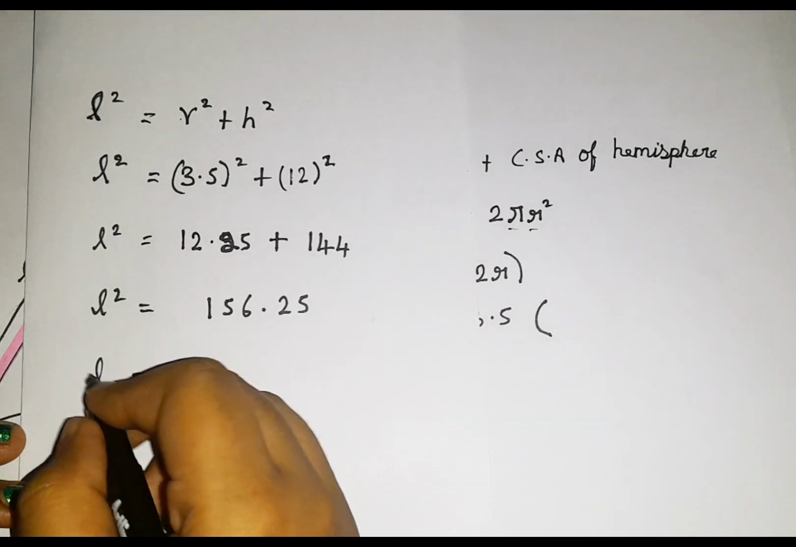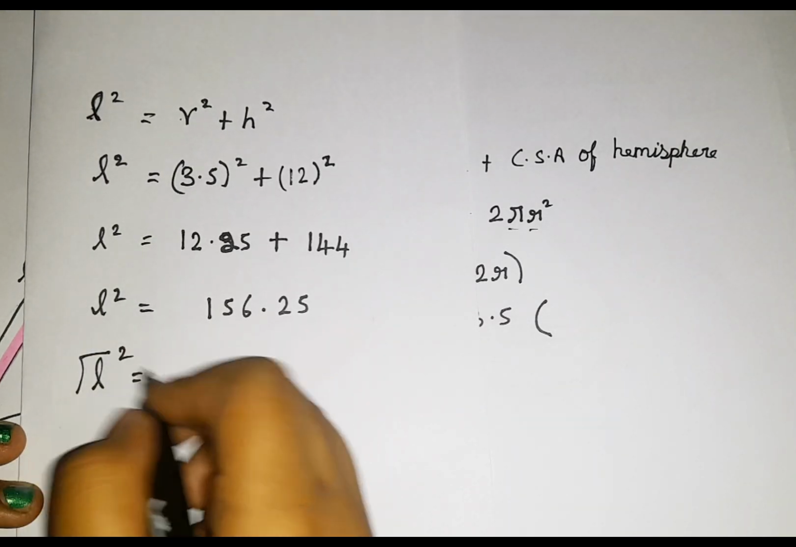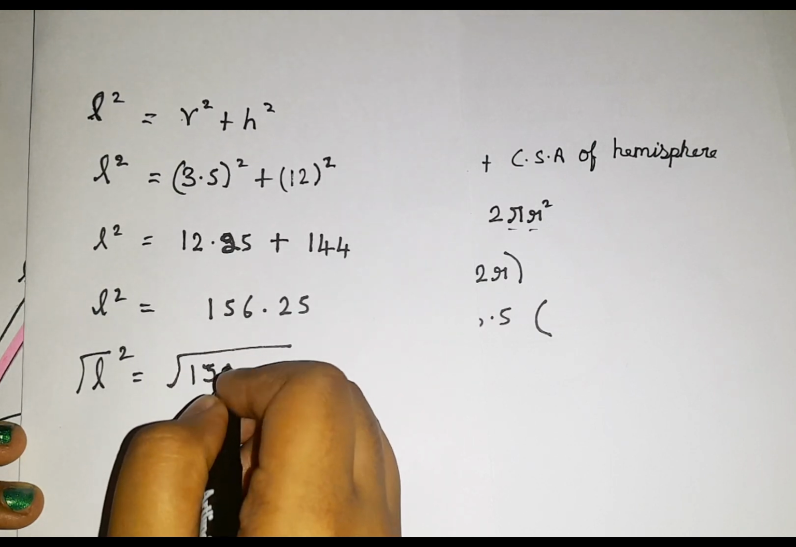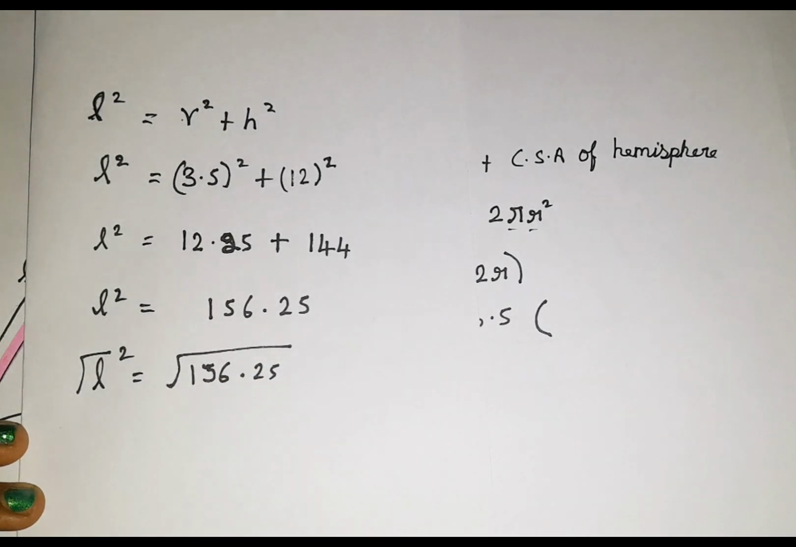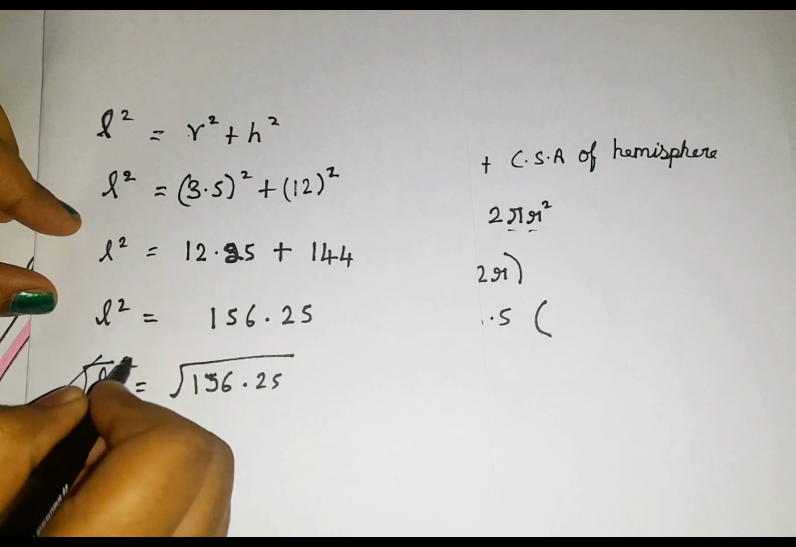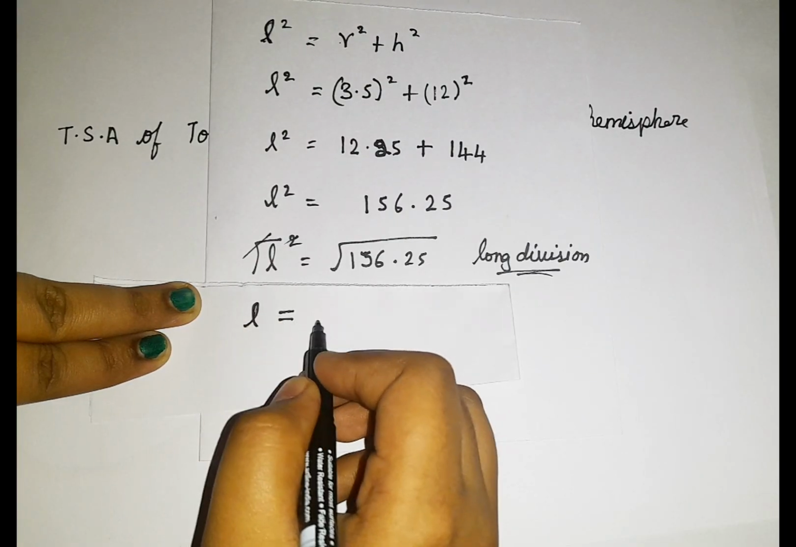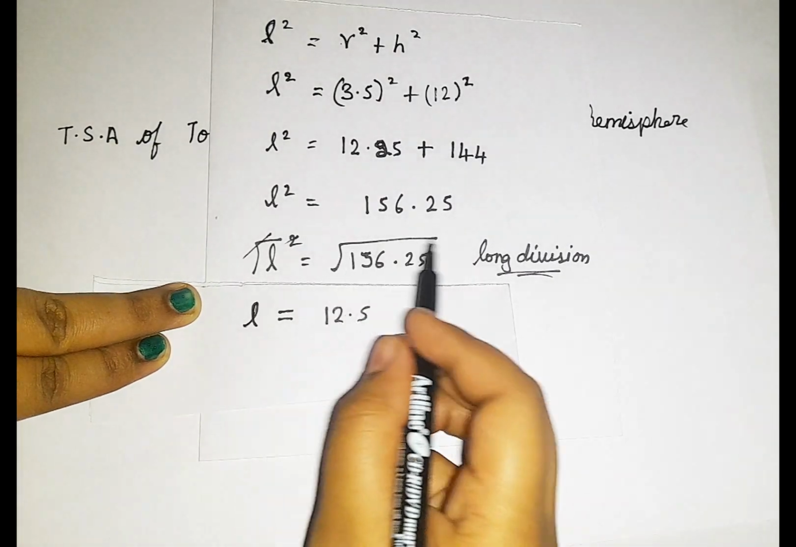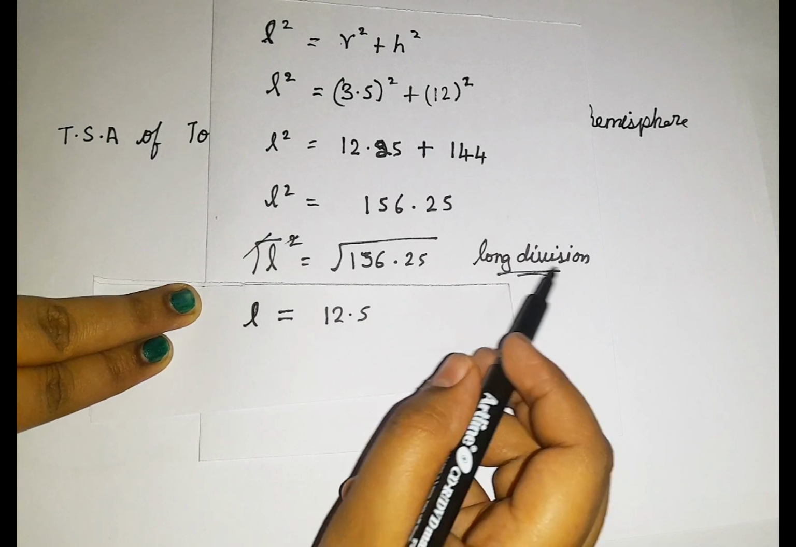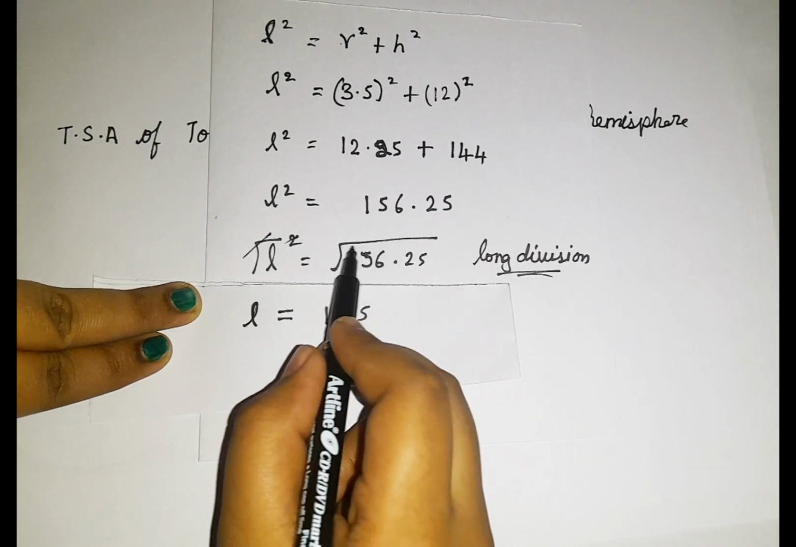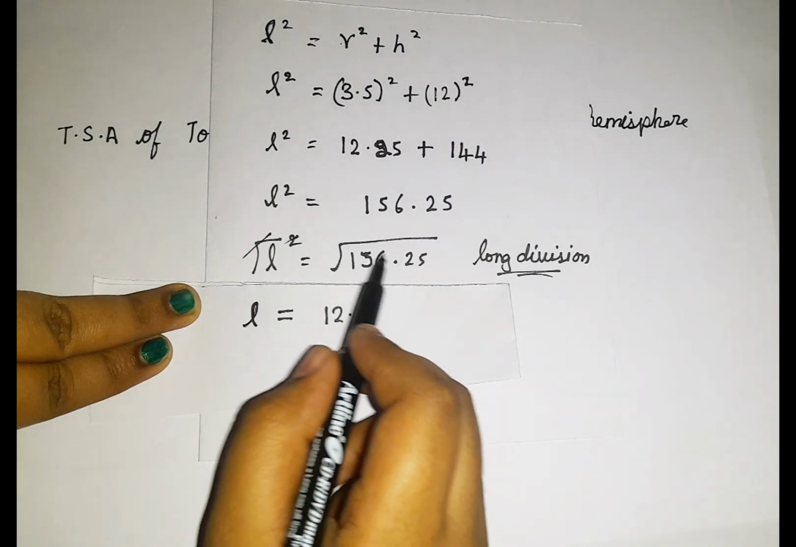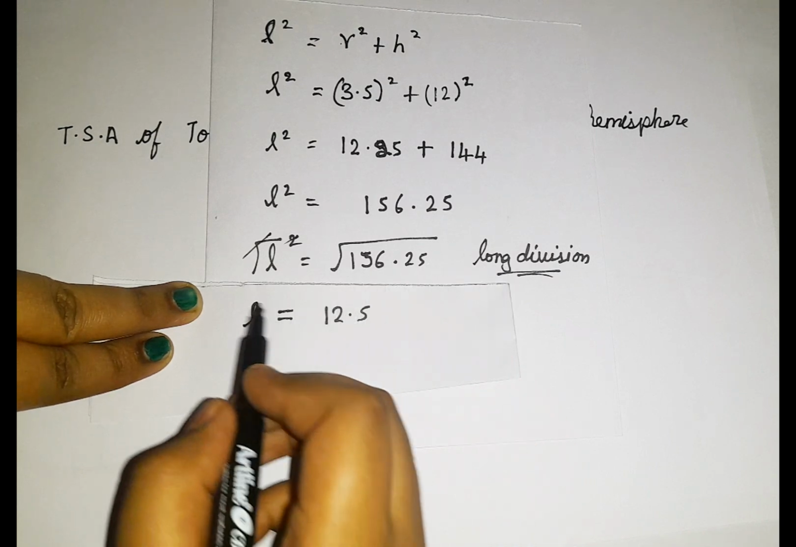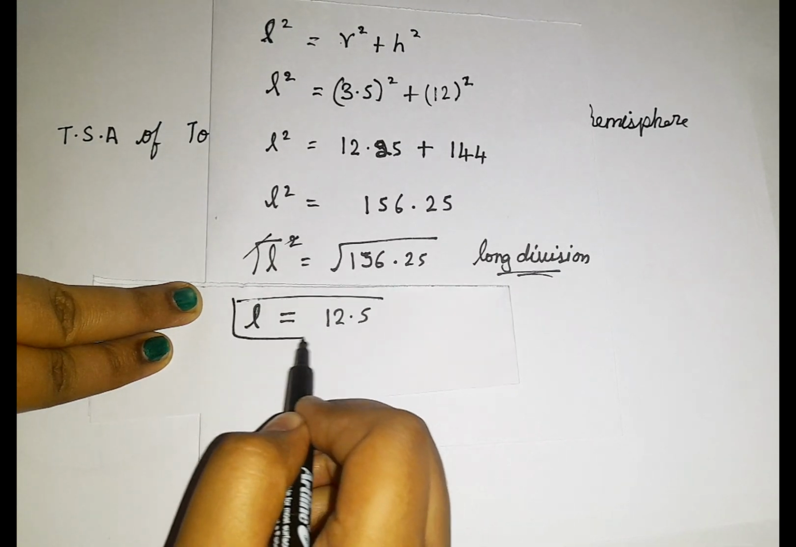So here, if you just write root, no, one second guys. Okay, so after that we just cancel it. After cancelling it, we get 12.5. We won't just write root, that is the use of long division. When we do long division, we just take off the root. When you do it, you will understand. Just to take off the root only, I took long division. So finally I got the L value.